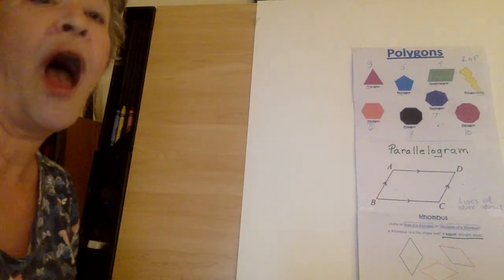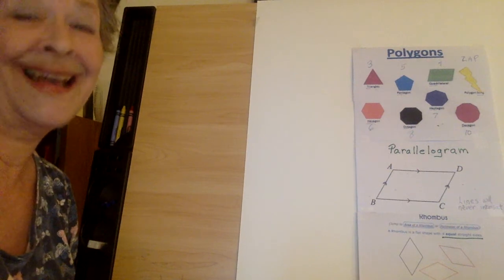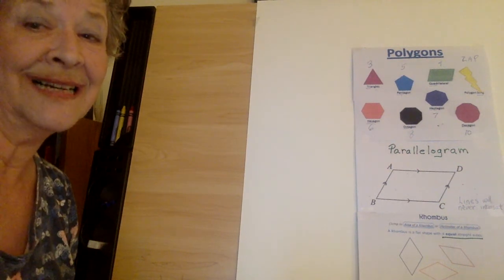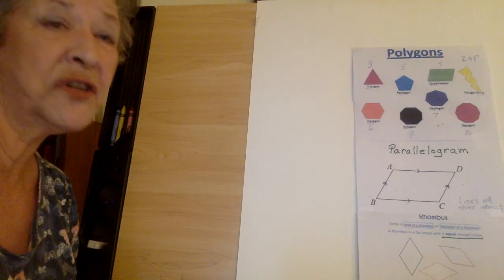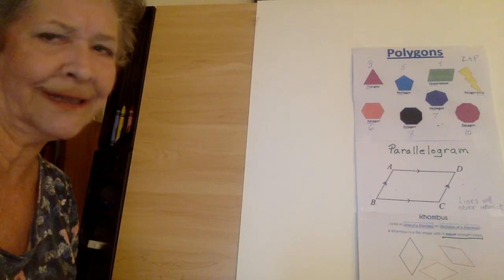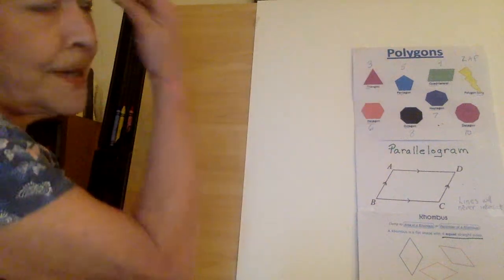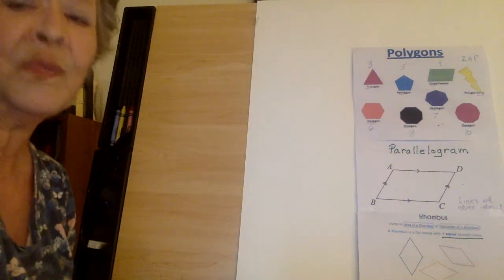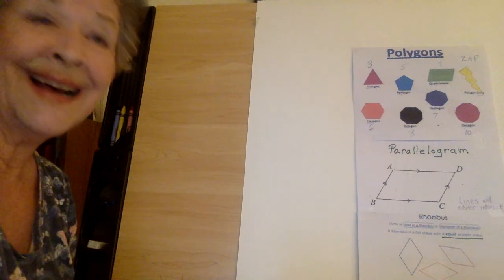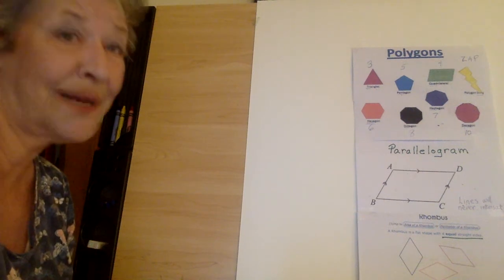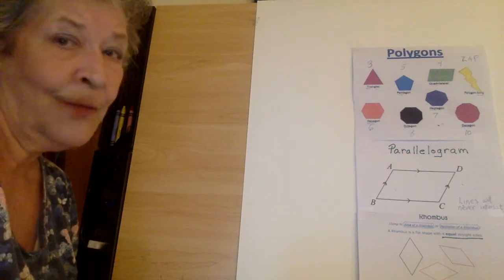Octagon. 8 angles. But you know, there's one shape up here. Look at these shapes. Look at all these shapes up here with our polygons. What shape did I not talk about yet?